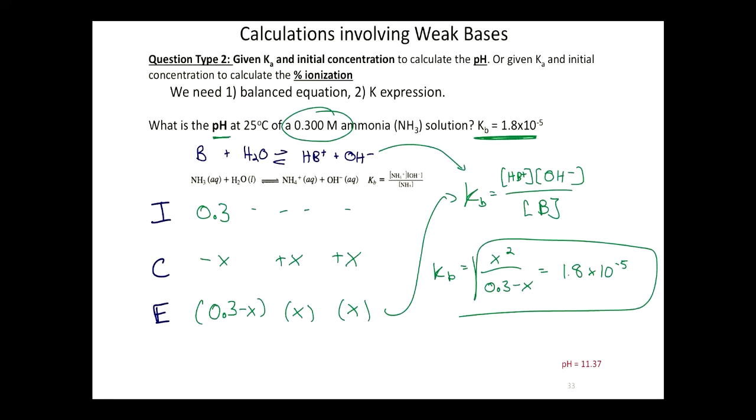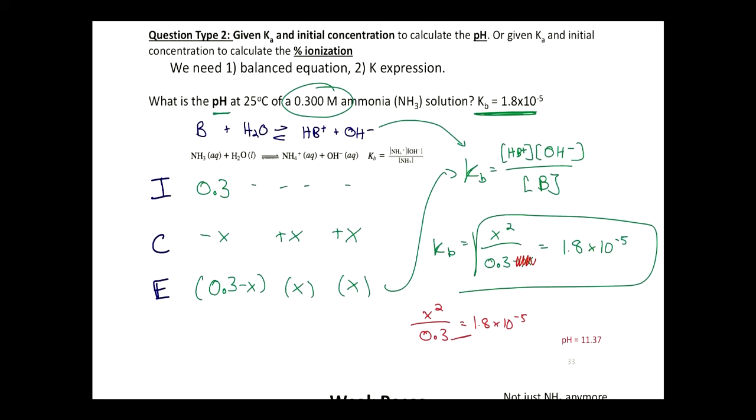You can solve that with the quadratic if you want. Do you want? No. So let's approximate. Let's get rid of that minus X, and this simplifies into X squared over 0.3 equals 1.8 times 10 to the negative 5. So then all you need to do, calculate X, you just take a square root. So multiply those two numbers together, take the square root, we get X is equal to 0.00232 molarity. But X represents the molarity of what? OH minus. How did you know that?